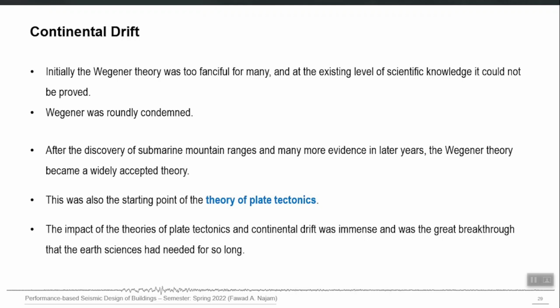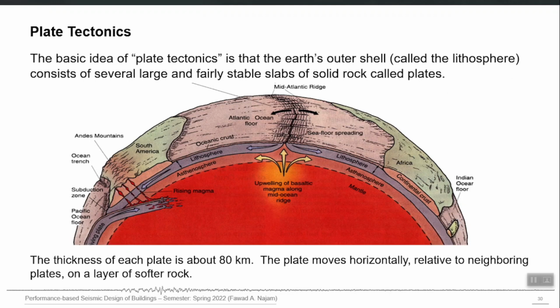But let me just directly tell you what is the state of the art now. We now know that Earth's crust or topmost layer is not one continuous piece of land. It is made of several big pieces of land or plates, right. And it has 3 major layers. One is crust, then mantle, and then core, right.